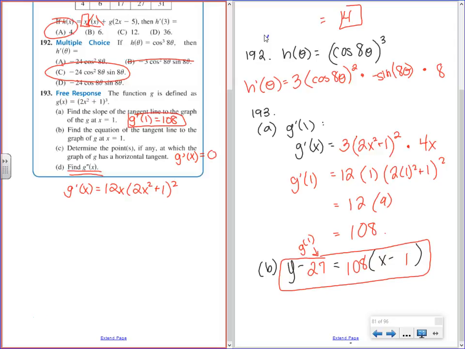What rule do I need? Product rule. Unless I want to FOIL, bring in a 12x, have pluses of different terms, and then take the derivative. But if you're going to take the derivative the way it looks, without distributing, you need to go like this. And some of you are like, maybe I'll just FOIL. If it wasn't multiple choice, you go with whatever you want.